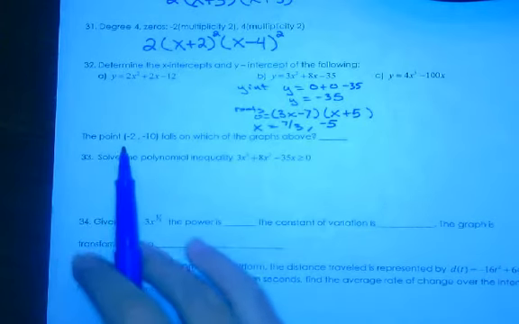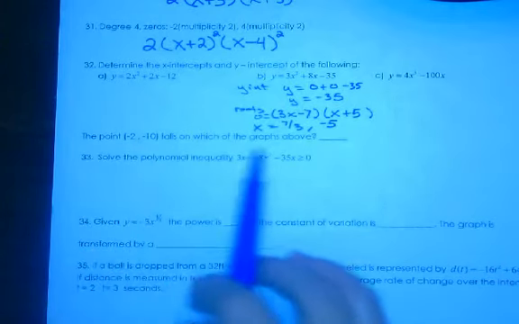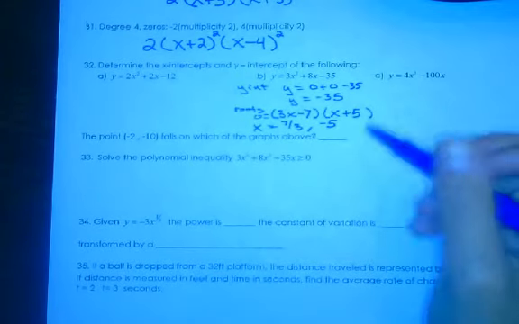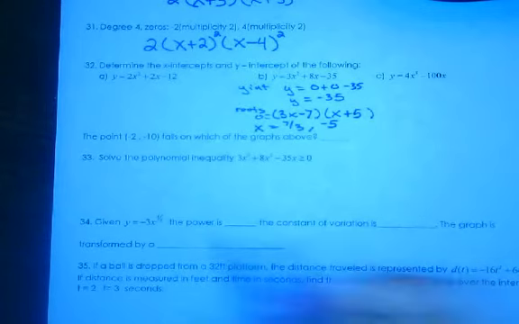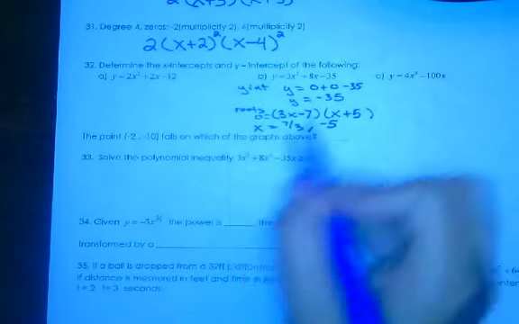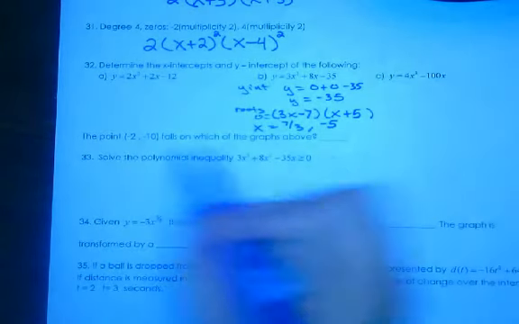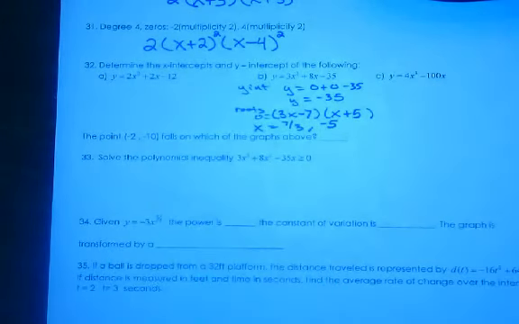And then this question: the point -2, -10 falls on which of the following graphs, A, B, C, above. So the trick here is to know that if you're trying to figure out if a point lands on this graph, then you have to plug in and see if it makes the equation true. So if I plug in a -2 for x and a -10, and I wanted to know if that was on there, it would make that equation true.